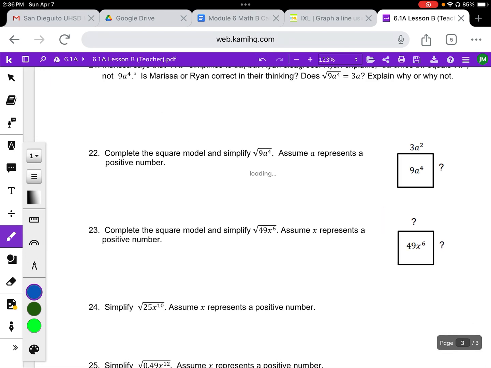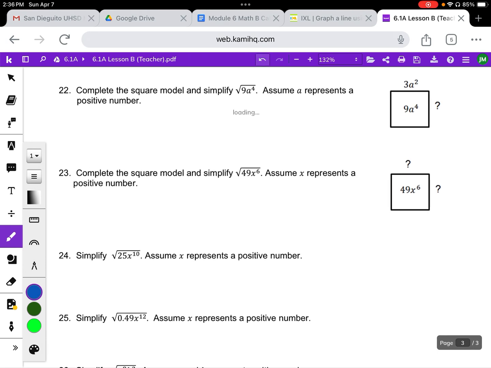Last couple, we're going to skip 21, go down to 22, and back to the picture of a square, because this is kind of what we're doing, although we don't always draw the square. Complete the square model and simplify square root of 9a to the 4th. All right, so we need this to be a 3, because 3 times 3 is 9. That checks out. And then we need a to the 4th, and that's going to mean that this is a squared, because a squared times a squared was a to the 4th. All right, so we finished that.